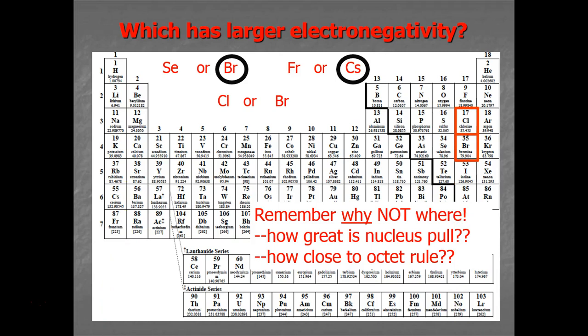All right, and then chlorine and bromine, similar rule. Chlorine has a higher electronegativity because chlorine is smaller, which means it's better able to grab onto electrons from other things. Bromine has an extra energy level, which means it's got more electrons, which means it's harder for it to grab on to something new. So that's the deal there.